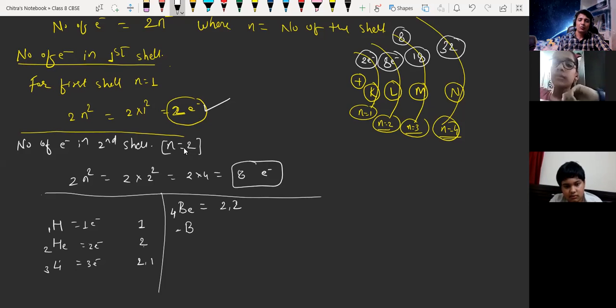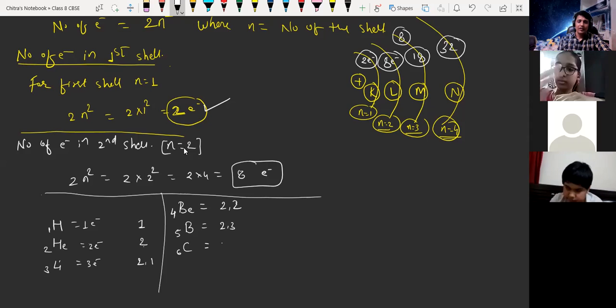Now this is for Harshita. Boron has atomic number 5. 2 and 3. Yes, 2 and 3. Okay, next, who else? Abhinav, what will be the electronic configuration of carbon? Carbon... Abhinav? I don't know, sir.